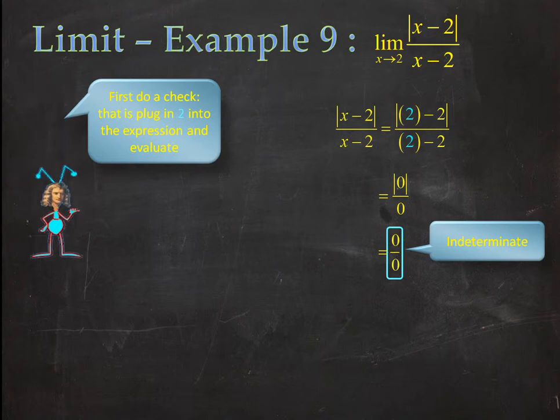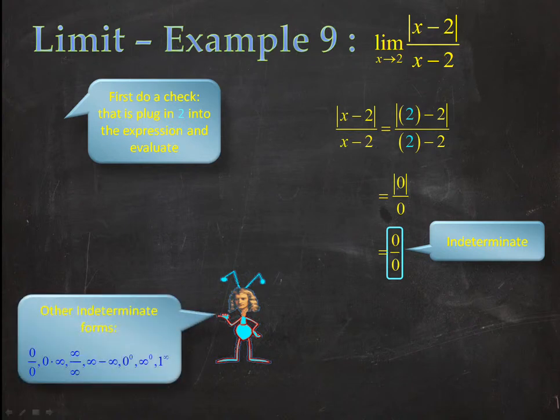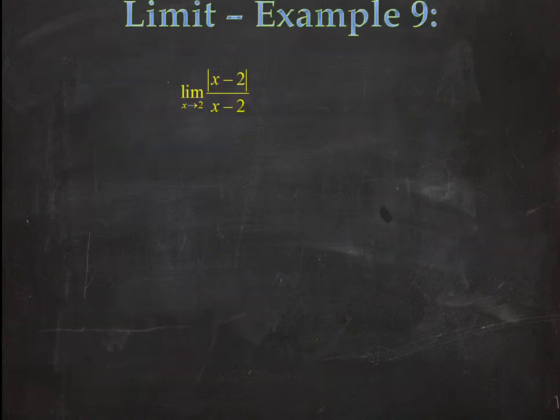Now recall, there are other indeterminate forms besides 0 over 0 that you should look out for, and that is 0 times infinity, infinity divided by infinity, infinity minus infinity, 0 to the 0, infinity to the 0, and even 1 to the infinity. So let's go and have a look at our expression.